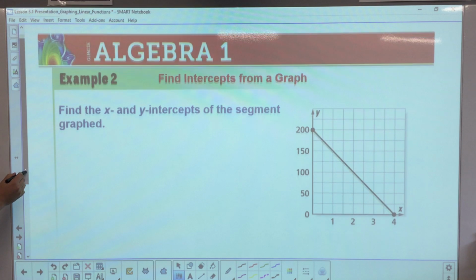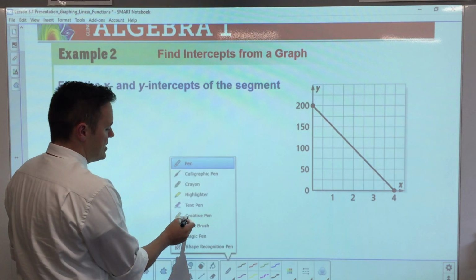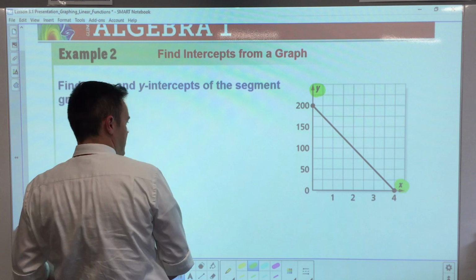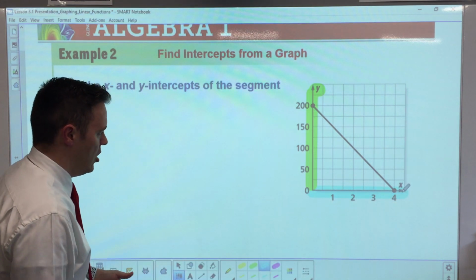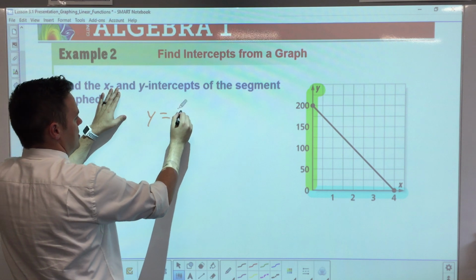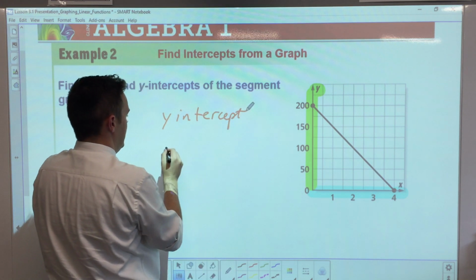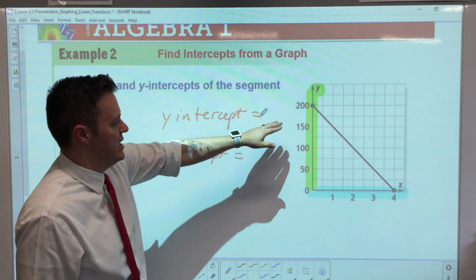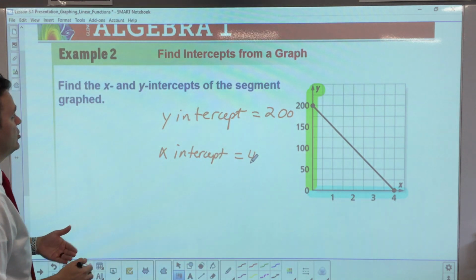All right. Example 2, find the intercepts from a graph. Find the x and y intercepts of the segment graph. Hopefully we have talked about this multiple times: this coordinate here is your y coordinate, and as you go horizontally, that is your x. So what would be the y-intercept? On this one, your y-intercept, and then your x-intercept, what do they both equal? The y-intercept is going to equal 200, and the x-intercept equals 4. Pretty simple, right? Make sure you can actually do these.